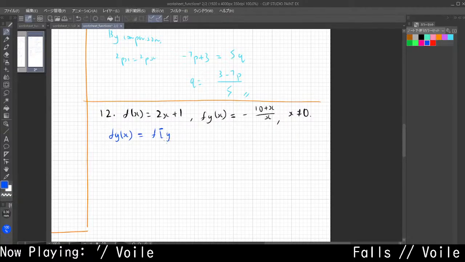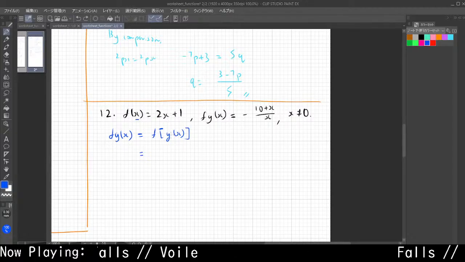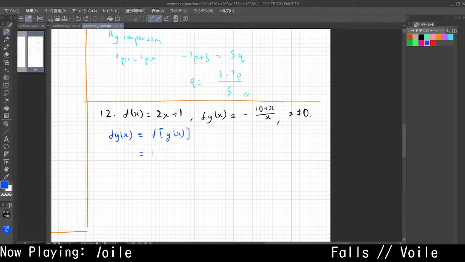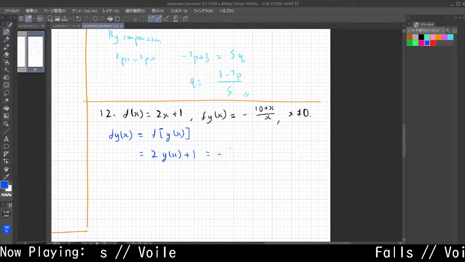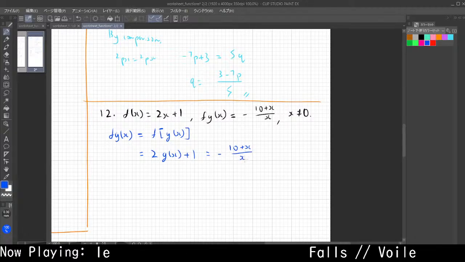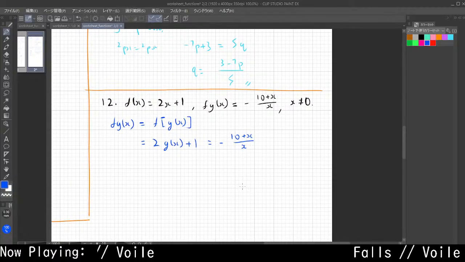fg(x) is f in bracket g(x). g(x) can be treated as your object. It replaces your x, so instead of 2x plus 1, you get 2g(x) plus 1. This is also equal to negative 10 plus x over x, as given by the question.